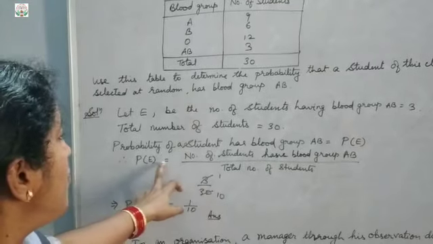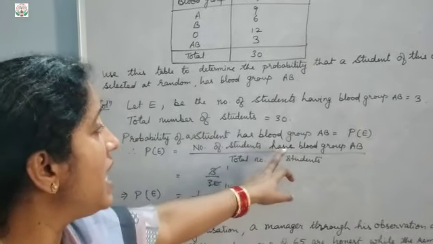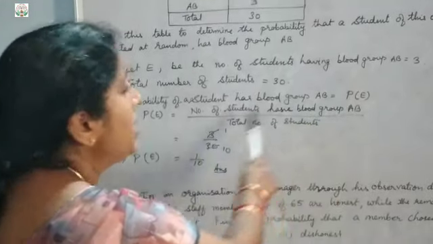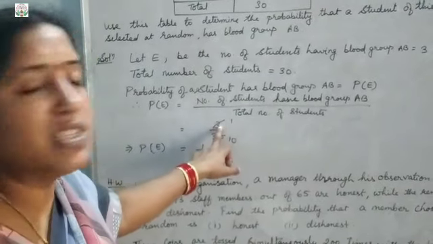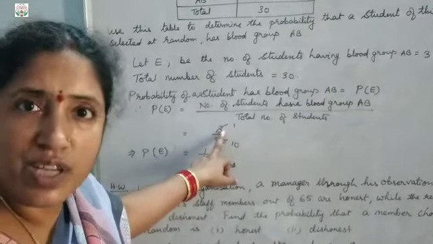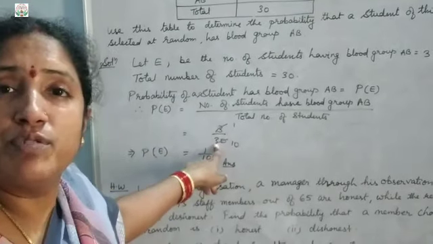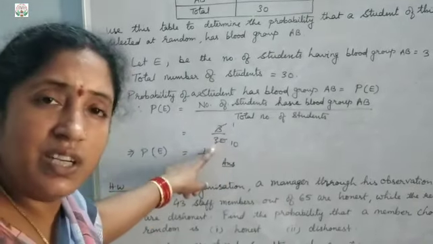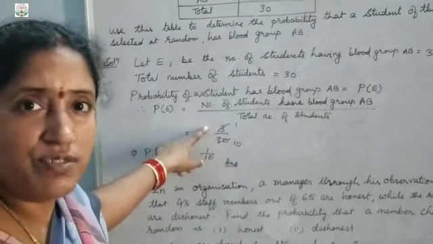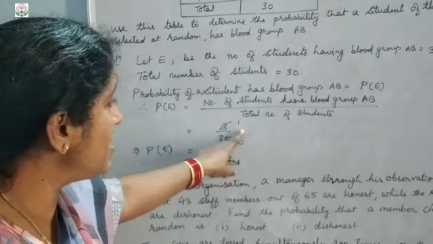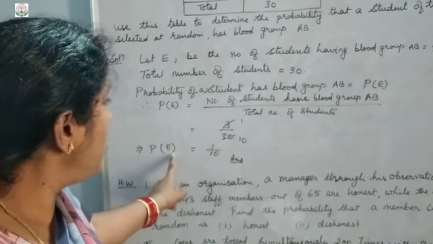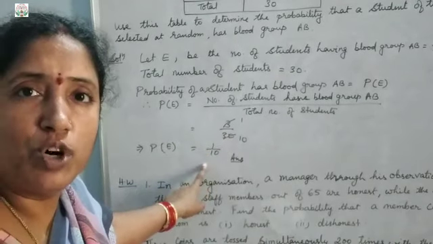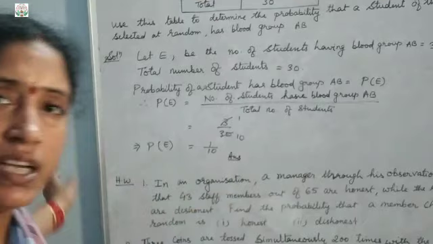So now P of E equals the number of students having blood group AB upon the total number of students. That equals 3, since 3 students have blood group AB, upon the total number of students, 30. So 3 upon 30. You know that it is divisible by 3: 3 ones are 3 and 3 tens are 30. So the answer, probability of E, will be 1 upon 10.